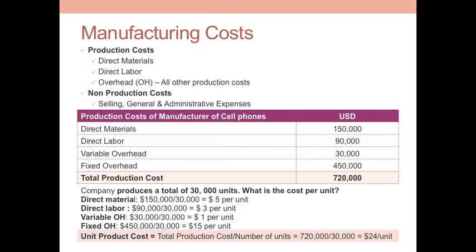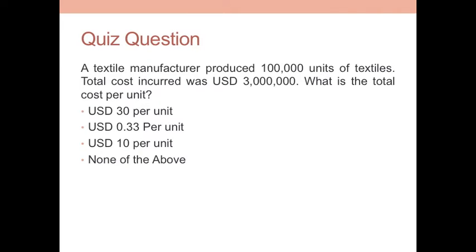So we know that the biggest driver of cost here is the fixed overhead, $15 per unit. So the advantage of looking at costs on a per unit basis is to understand what's driving costs up and down. So the next quiz question is a calculation question.